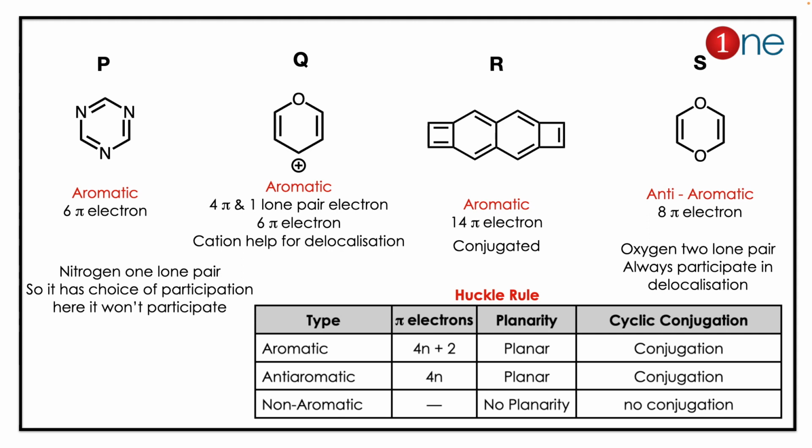The answer lies in the Huckel rule. If the compound is aromatic, it should have 4n plus 2 electrons. Anti-aromatic means 4n electrons. Non-aromatic means mostly non-planar and non-conjugated.